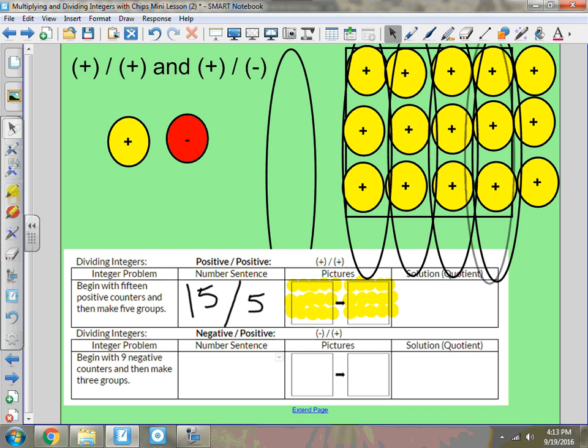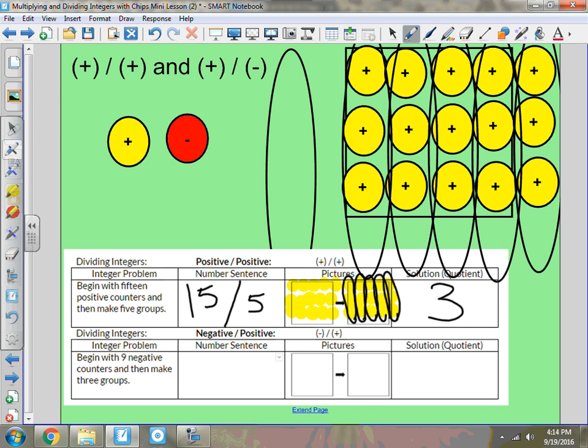There's 4 groups and there's 5 groups. Now I'm going to make those circles on the right-hand square in my drawing. I've made 2 groups, 3, 4, and 5 groups. To figure out my solution, I'm trying to find out how many chips are in each one of those groups. It looks like I've got 3 positive chips. So that means that 15 divided by 5 is a positive 3.